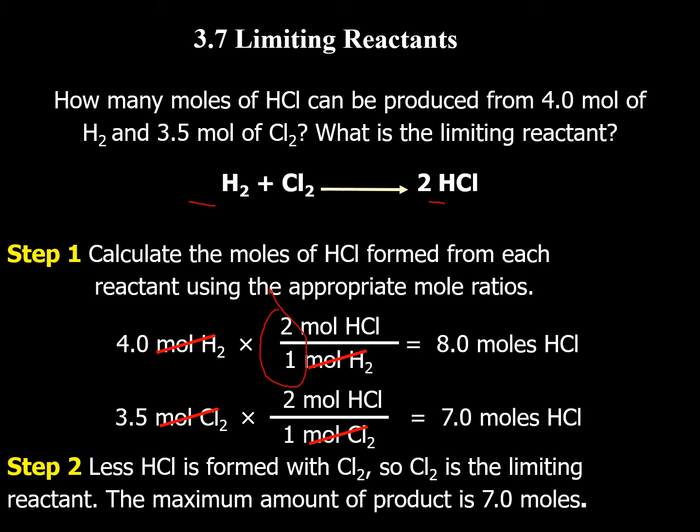I do the same thing with the Cl2. Again, we have to do both reactants. 3.5 moles of Cl2 multiplied by 2 divided by 1, again from the balanced chemical equation, gives us 7.0 moles of HCl. So what is the maximum amount of HCl we can make? The answer is 7 moles of HCl. If we make any more, we would run out of the Cl2. So the limiting reagent is Cl2, and the maximum amount of product we can make is 7 moles of HCl.